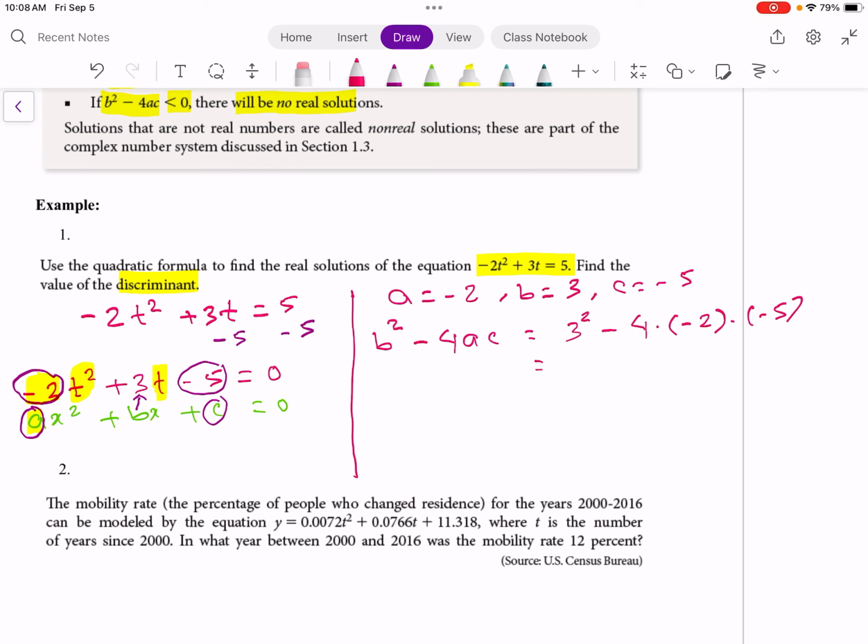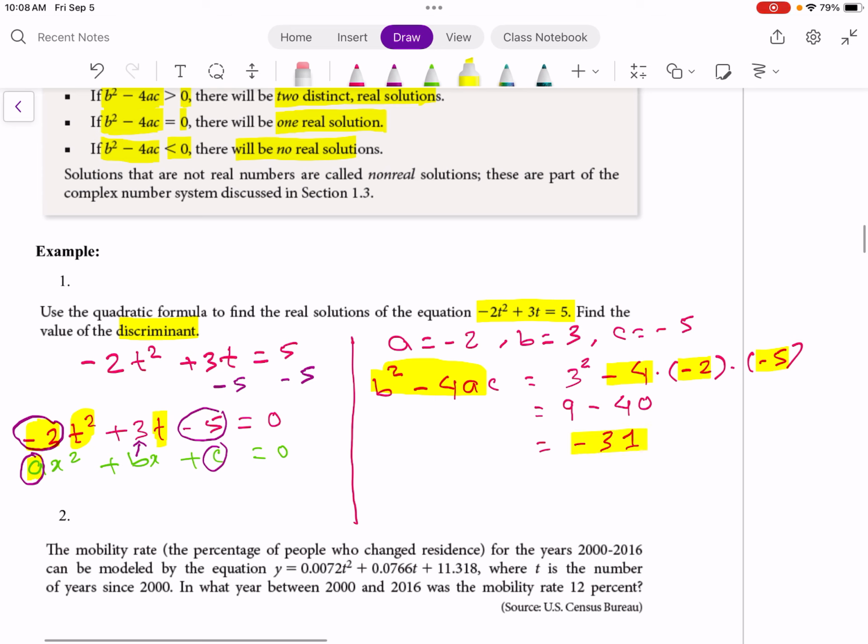So 3 square is 9. Now we multiply -4, -2, -5. -4 times -2 is +8, times -5 is -40. So this is -40. Now 9 minus 40 is -31. So here the discriminant b square minus 4ac is less than 0. -31 is less than 0, right?